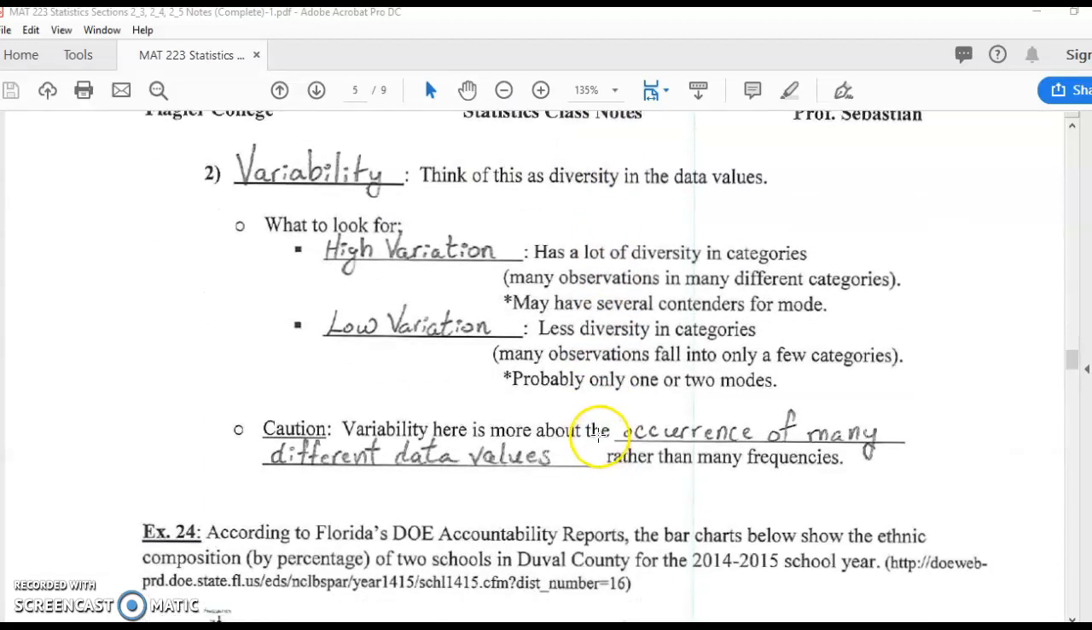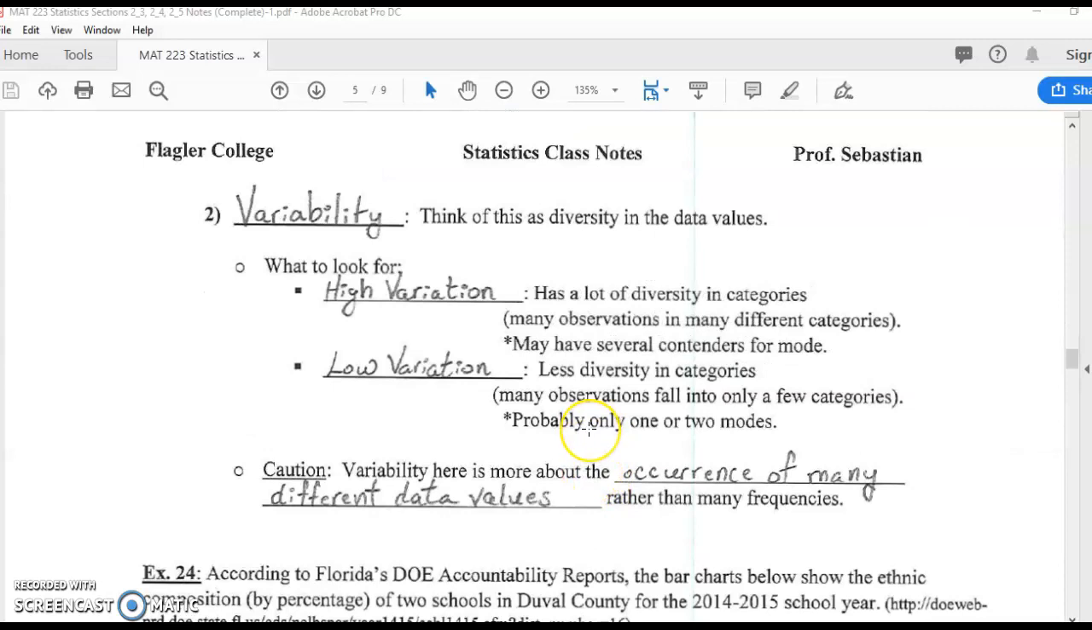Now, variability is the second thing we're going to do. So I'm moving on here to page 22. Variability is the second thing we're going to look at. Now think of this as diversity in the data values. So what do you look for? High variation means you have a lot of diversity. There's many observations in many different categories. Low variation means there's less diversity. There's many observations falling into only a few categories or one category.